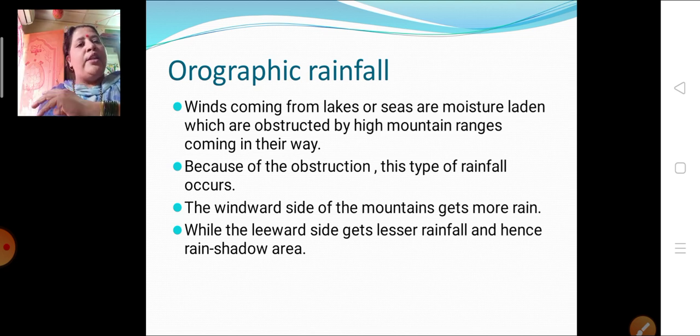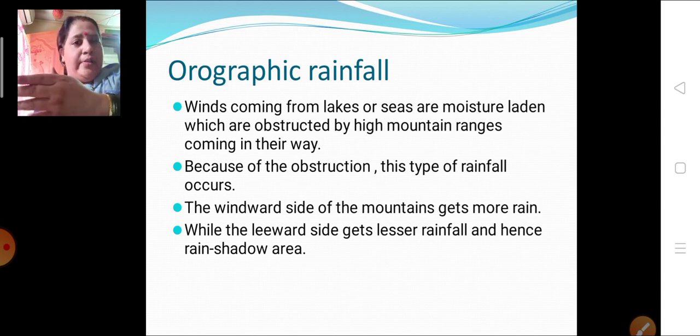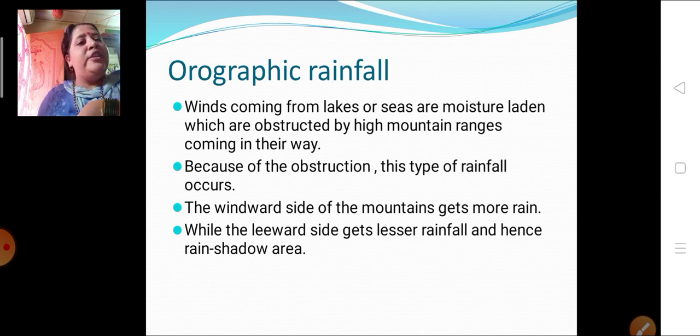When the rainfall takes place over there, what happens? The windward side of the mountain gets more rainfall. By the time the clouds go to the next side, that is the opposite side of the mountain, they are already empty. So the leeward side of the mountain becomes a rain shadow area. On the windward side, heavy rainfall. On the leeward side, we can see a rain shadow area.